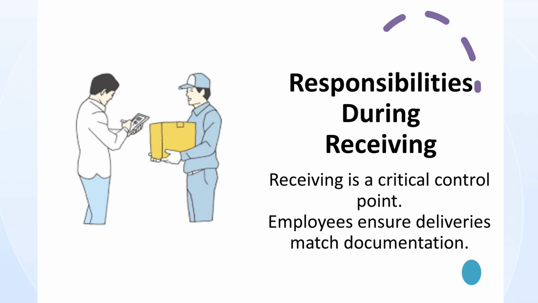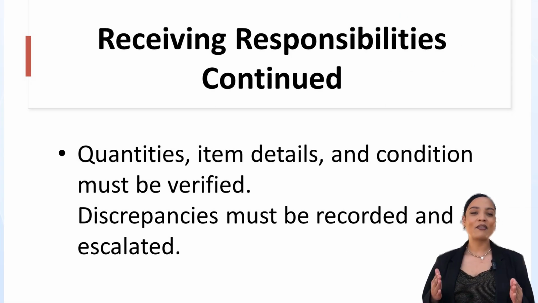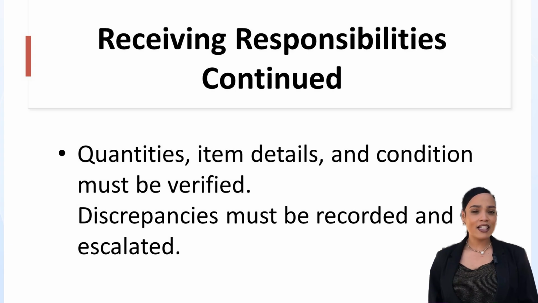I inspect the condition of goods. If items are damaged or tampered with, I record and report this immediately. I do not sign documentation until verification is complete because signing early removes a key control step. If discrepancies are identified, I follow escalation procedures. I record the issue, report it to the appropriate authority, and ensure corrective actions are taken.